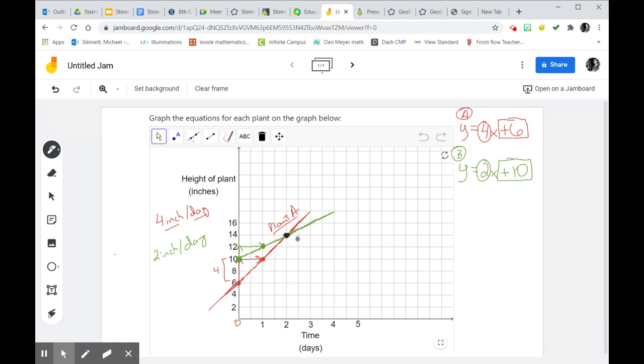This is my solution to the system. The actual solution, this is how you would write it, is (2, 14). That's my solution. All right, thanks guys.